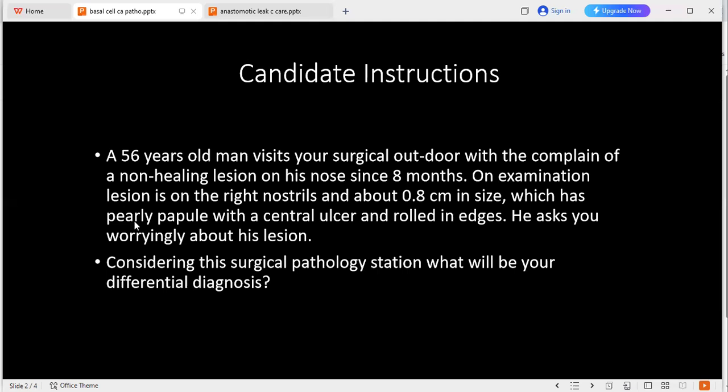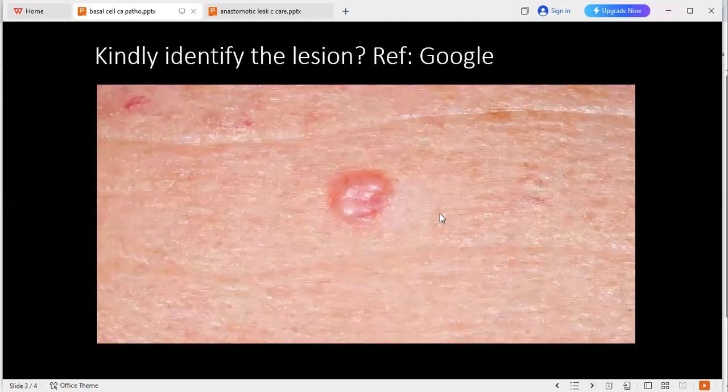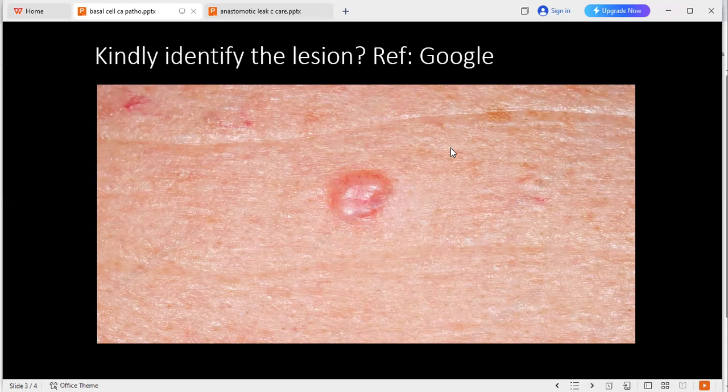I think you're mixing, because this pearly papule is a feature of basal cell carcinoma. Okay, can you please describe the image that you're looking at? I'm looking at a superficial skin lesion, barely appearance with the telangiectasia. Yes, and what is the size?